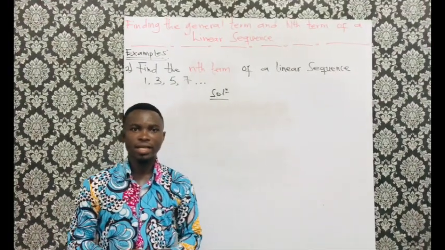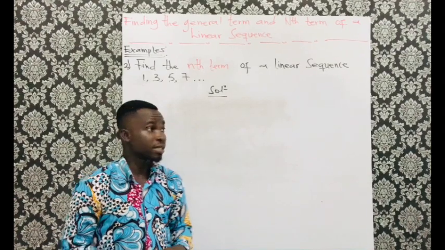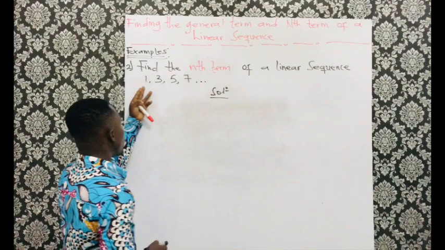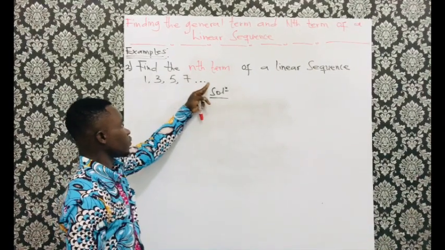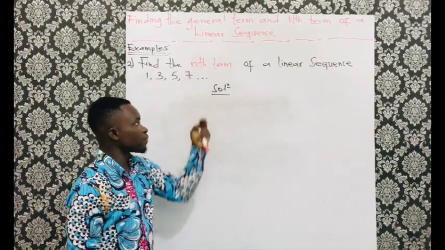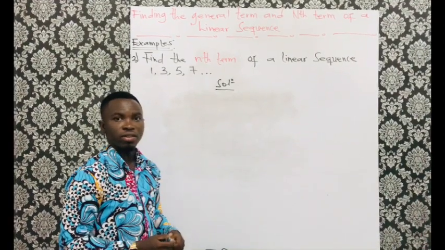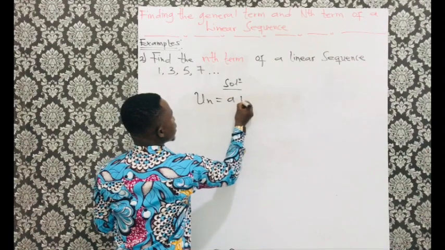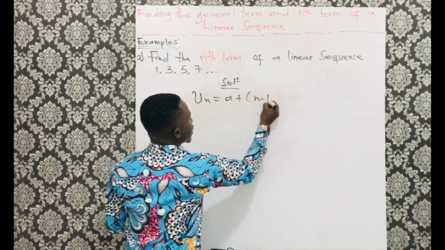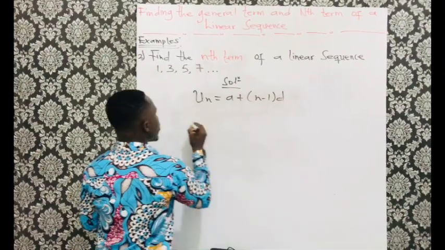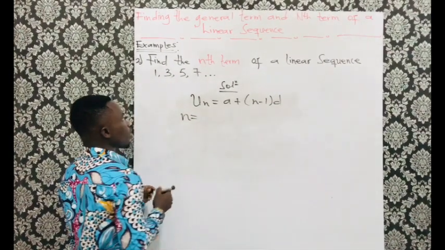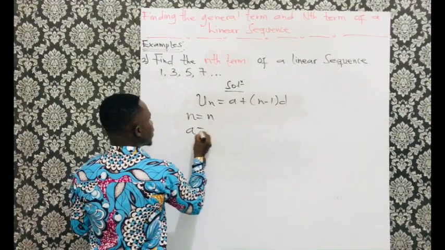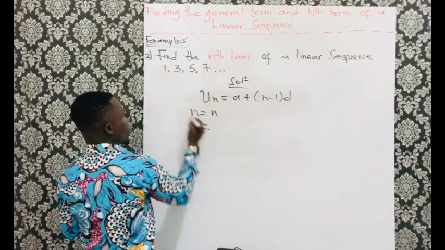Now let's take our second example. Our second example says find the nth term of a linear sequence 1, 3, 5, 7 up to infinity. So to find the nth term of a linear sequence, we use the general formula, which is un equal to a plus bracket open n minus 1 bracket close d, where n equals the number of terms. So the number of terms is n. So we have n equal to n. A equal to the first term of the sequence, which is 1.